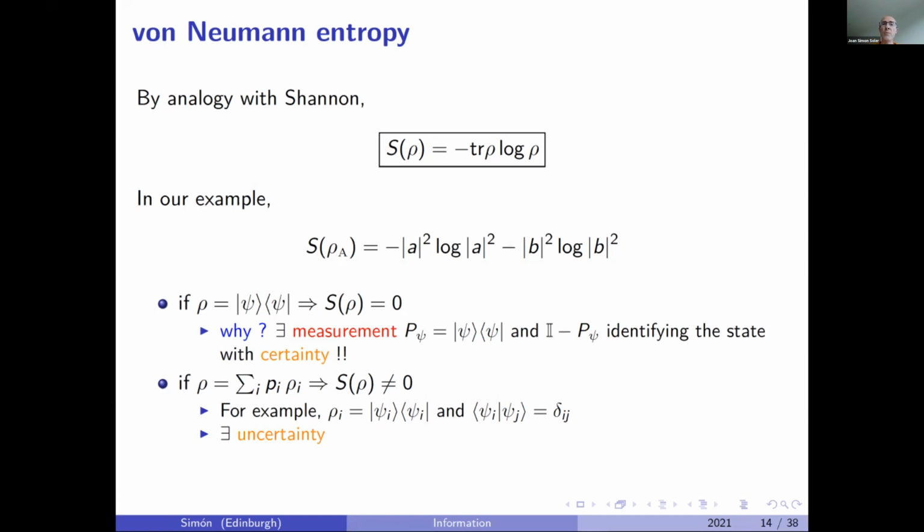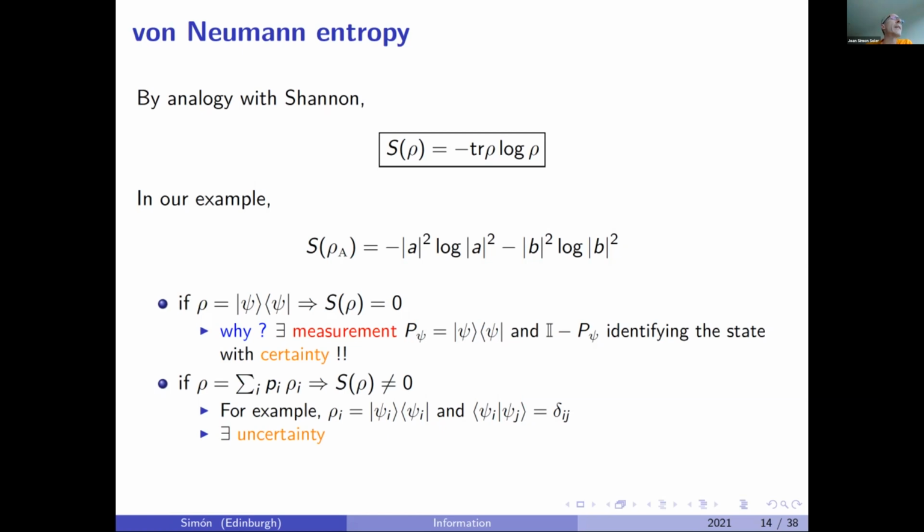So Shannon computed the trace of the probabilities times log probabilities. Those probabilities are now the eigenvalues of some operator, which is this density operator rho. So von Neumann defined the so-called von Neumann entropy as minus the trace of rho log rho. It's much more difficult to justify this quantity axiomatically, so I'm proceeding by analogy. But I just want to highlight two important examples. If I consider a pure state, the von Neumann entropy is 0. This reflects the fact that there is a measurement that identifies this state with certainty. So there is nothing to be gained.